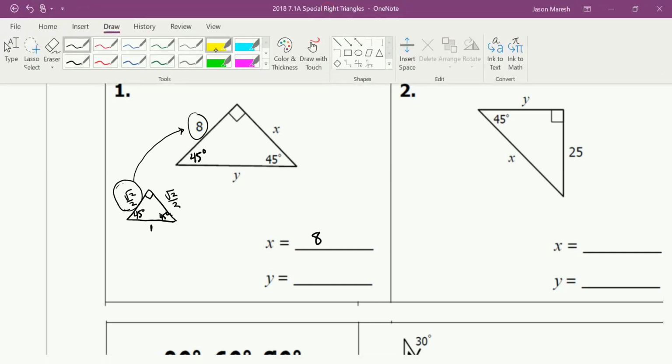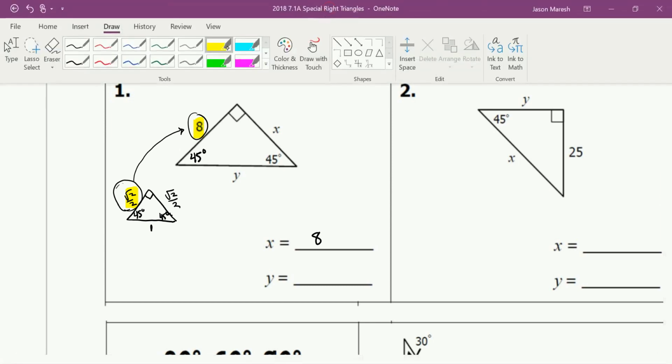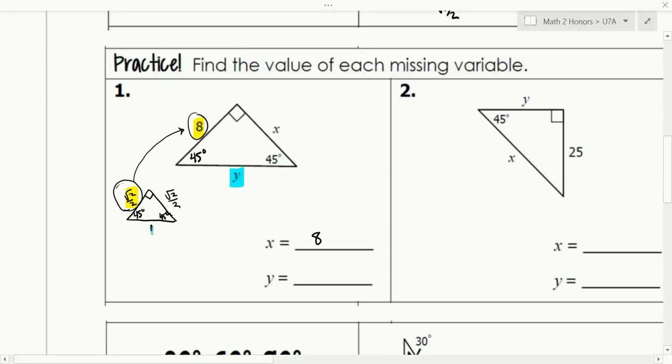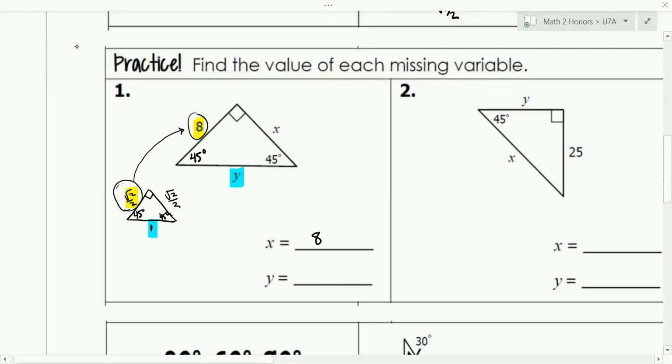So these definitely correspond. And then I want to solve for y, so y is going to correspond with the 1. And so I'll set up a proportion and say 8 over root 2 over 2 is y over 1. There are different ways to solve, but I'm going to cross multiply. And I'm going to get root 2 over 2 times y is 8 times 1.